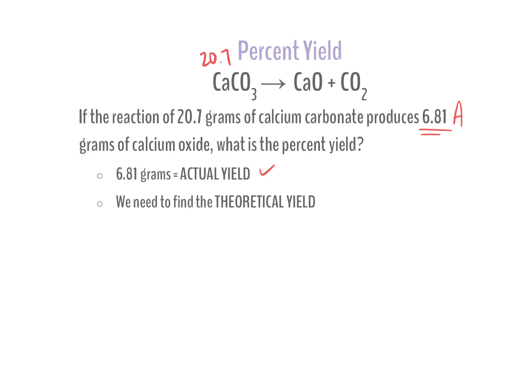Okay, so we have to calculate the theoretical yield, so we need to find out calcium oxide. That's the number of grams we're looking for. Okay, the number of grams of calcium oxide. So 20.7 grams of calcium carbonate.